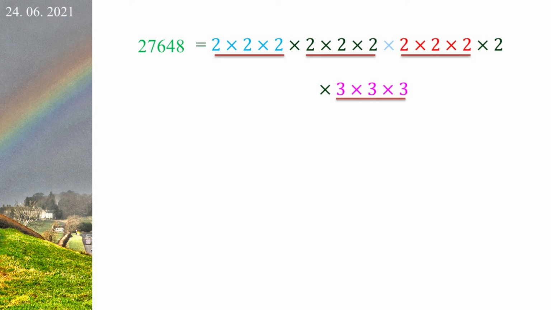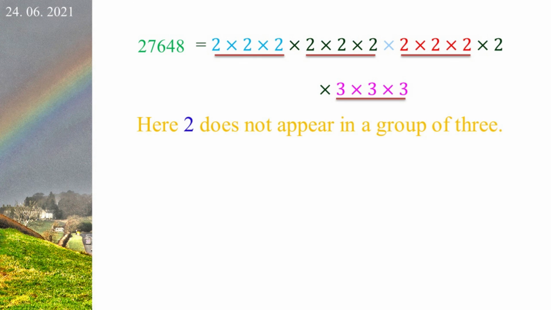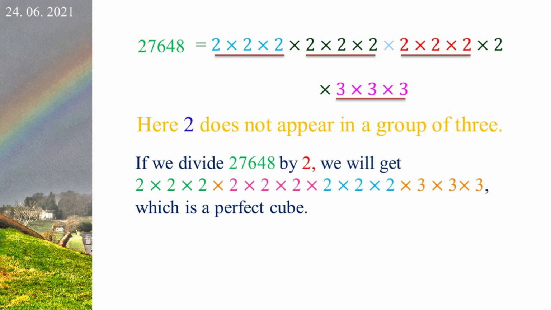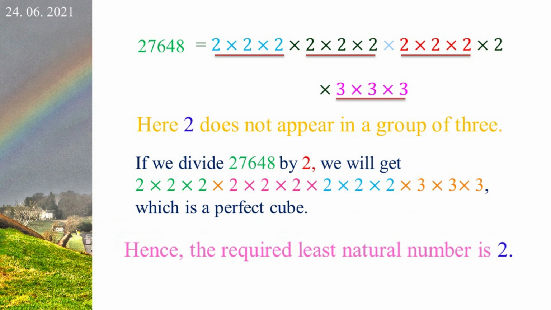Here 2 is an incomplete group. Here 2 does not appear in a group of 3. If we divide 27,648 by 2, we will get 2 into 2 into 2 into 2 into 2 into 2 into 2 into 2 into 2 into 3 into 3 into 3, which is a perfect cube. So the required least natural number is 2.